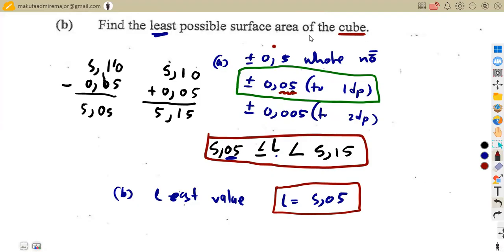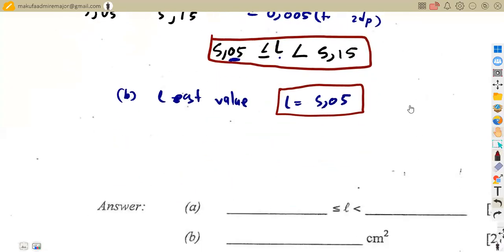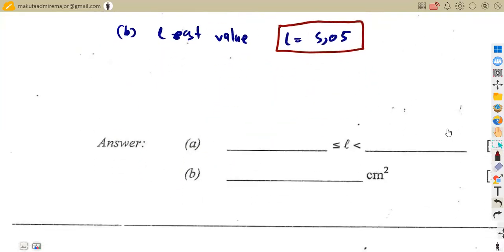Take note, a cube is the one that all sides are equal. So how do you find the surface area of a cube? If you know that you're going to use this least value, remember that the surface area of a cube is 6 times side squared. A cube has all sides equal, and it has 6 faces. These faces are equal squares. You calculate the area of one face times 6 of them. So that is the idea of our question.